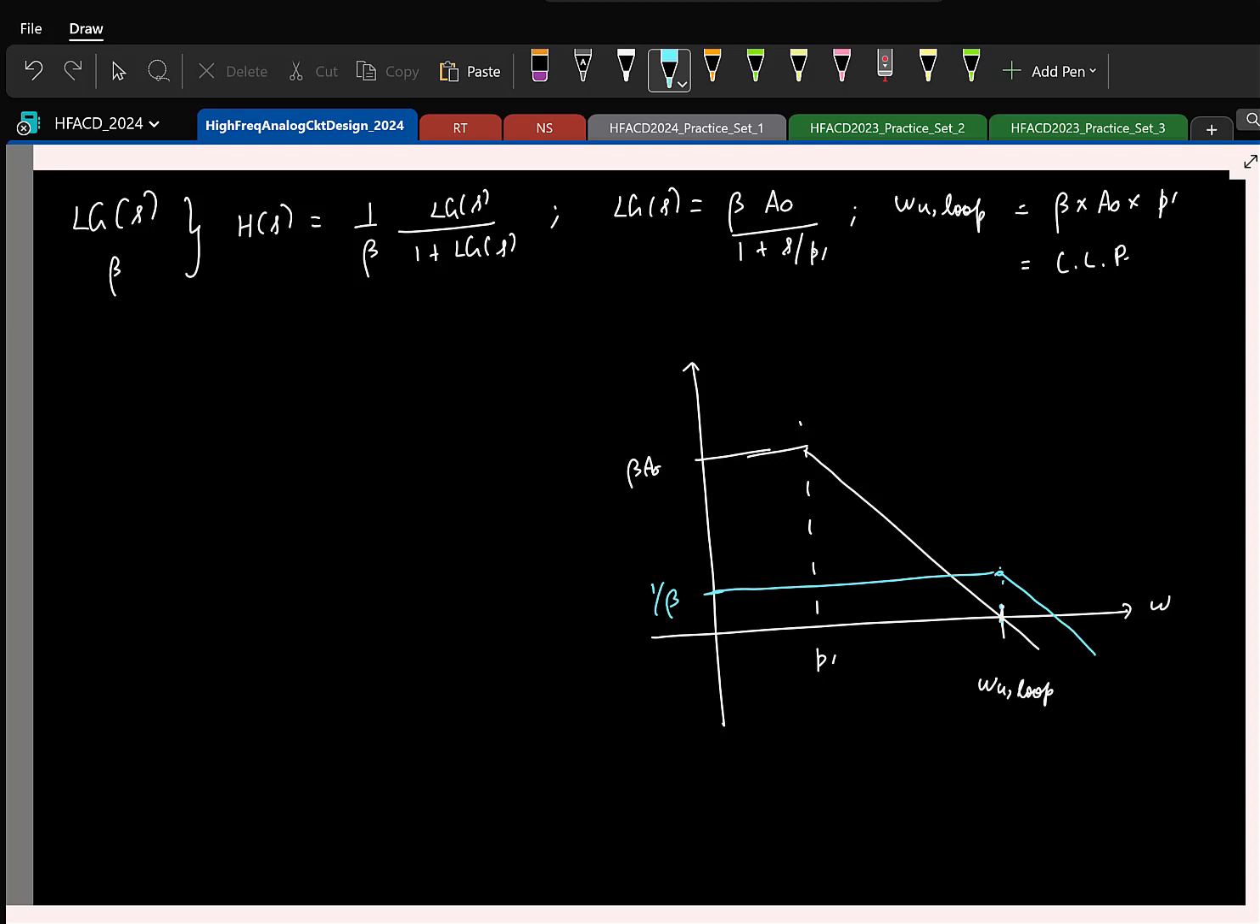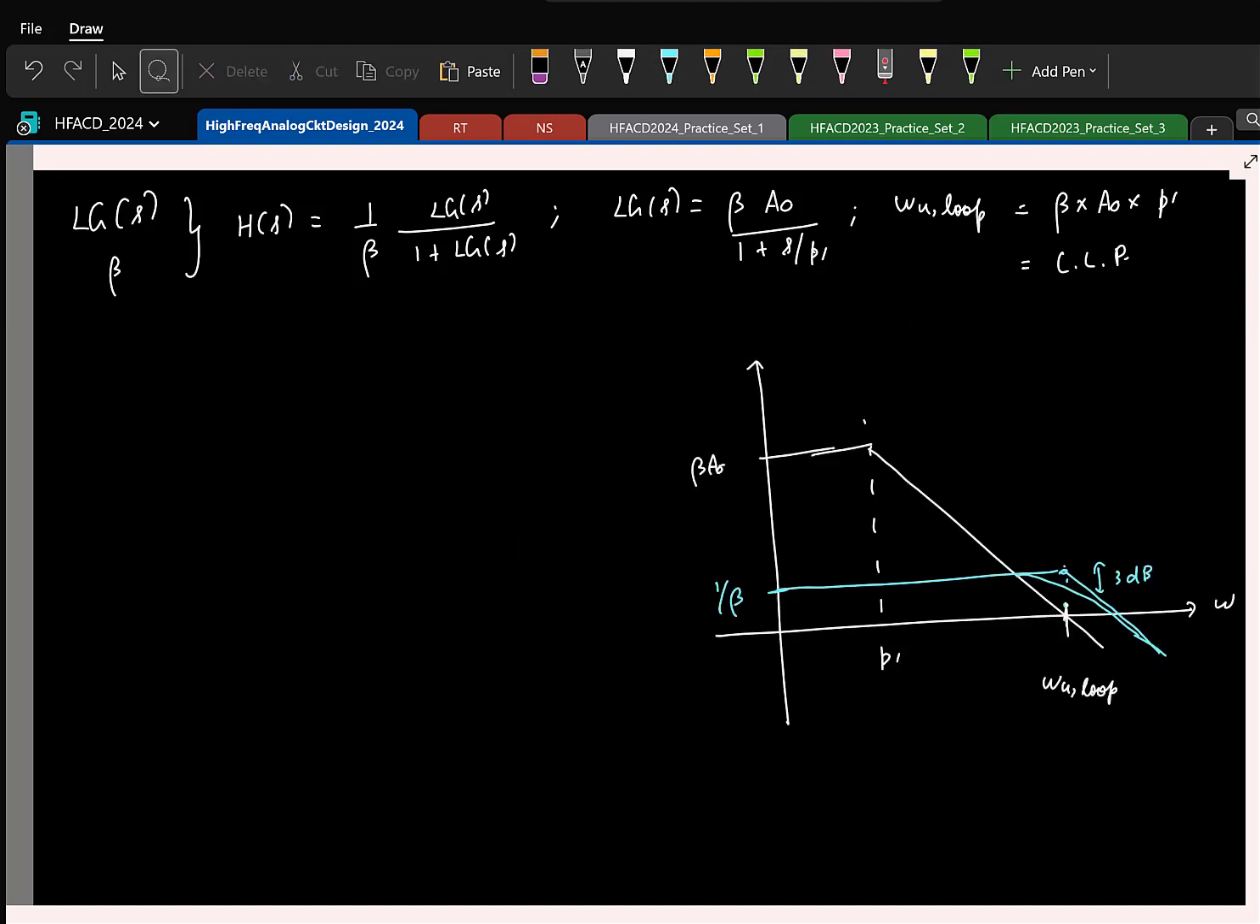If you actually correctly plot it, it will have a nice curve like this, but in the Bode approximation, we don't do that, right? And this will be the 3 dB point, right? So that is the 3 dB bandwidth. Okay. Right? So now let me see this.